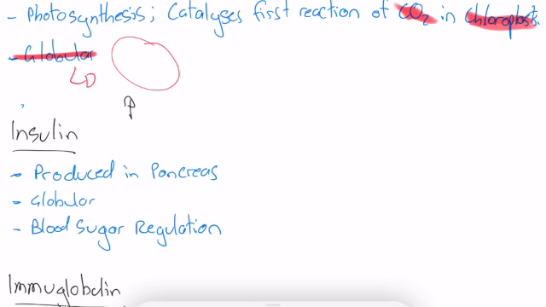Insulin is another example. We know it's produced in the pancreas, and it's mainly involved in that blood sugar regulation. So we know people with diabetes who don't produce insulin have to find alternate ways to regulate their blood sugar. And again, insulin is globular in nature.